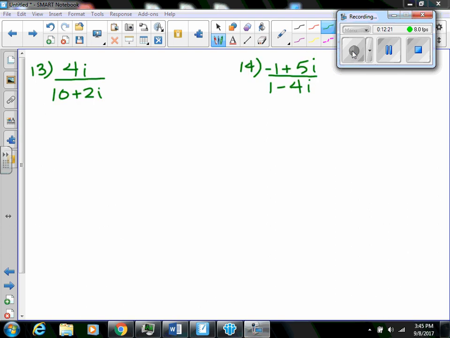Okay, for number 13, this is division with i. So you have 4i divided by 10 plus 2i. The thing to remember here is that when you are trying to do division with complex numbers, you have to multiply both the numerator and the denominator by the conjugate of your original denominator. So my conjugate is going to be 10 minus 2i. So I'm going to have to multiply the numerator and the denominator by 10 minus 2i.